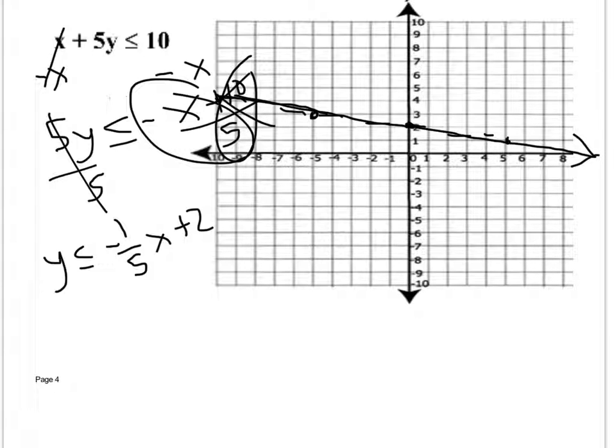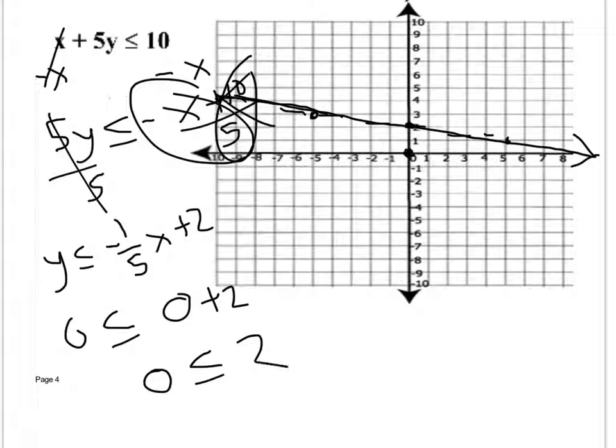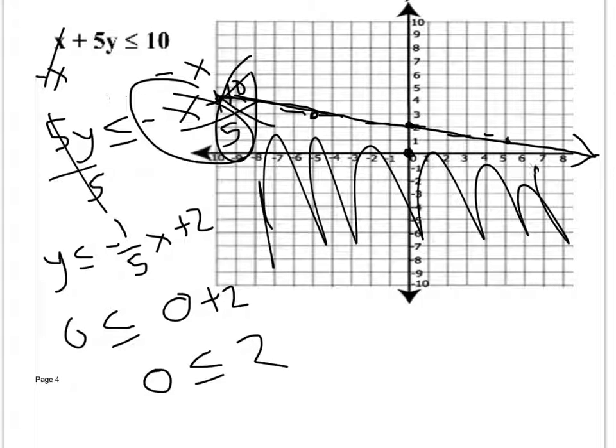Alright. Now I pick a number to plug in. What do I want to do? 0, 0. Let's go 0, 0. Okay? Plug in 0 here and 0 here. What is negative 1/5 of 0? What's 0 plus 2? Is 0 less than or equal to 2? Yeah. So this is a solid graph.